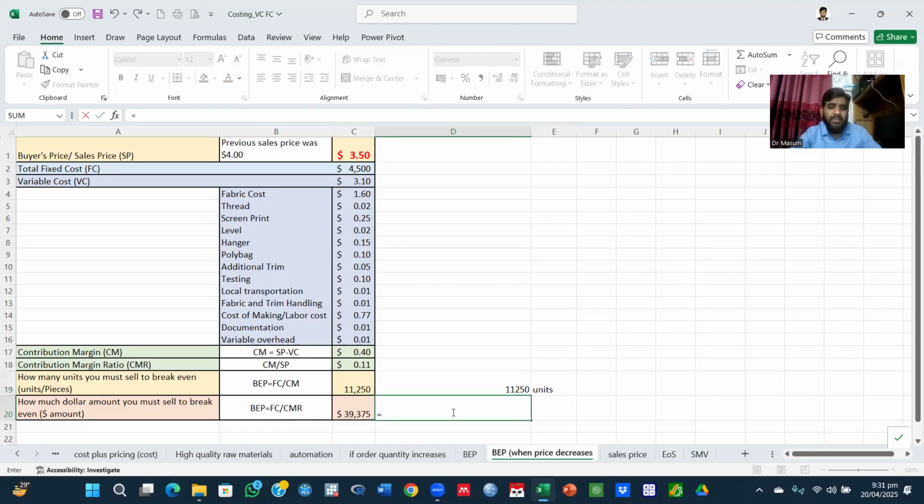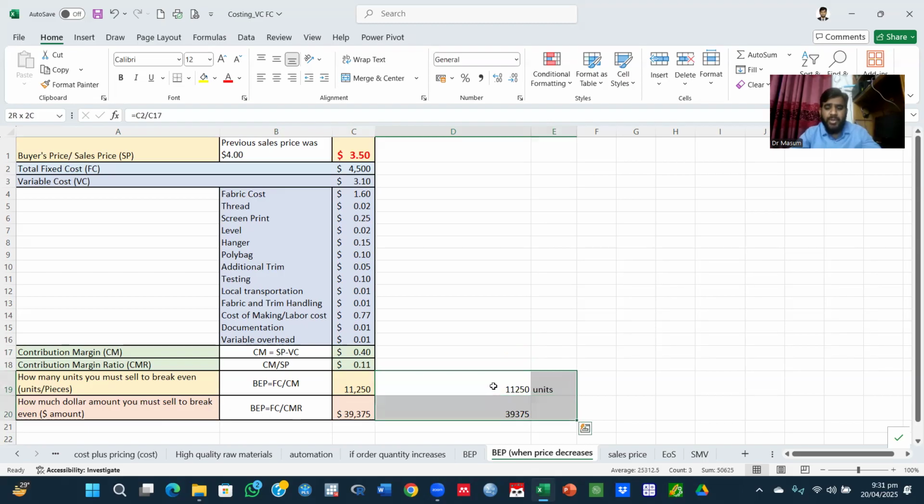And if you think about the dollar value, the contribution margin ratio is 0.11. So fixed cost 4,500 divided by contribution margin ratio, you have to sell at least $39,375. That means your break-even point is increasing when the price is decreasing.